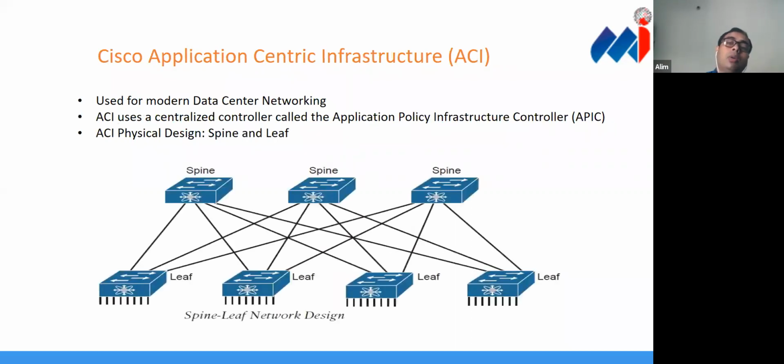So what is ACI? ACI is application-centric infrastructure. It is used for modern data center networking. So its name is interesting. Application-centric infrastructure means networking will be focusing on application.